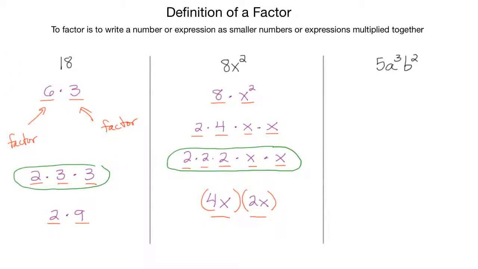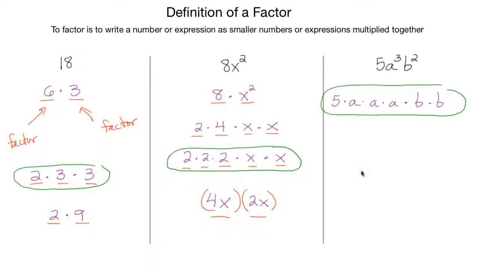All right, the last example I want to go over here is 5 times a to the third times b squared. If I want to factor that as far as possible, well, it's going to have a 5. 5 is prime, times an a times an a. There's 3 a's altogether, and there's 2 b's altogether. So there, I've factored it out. I've broken it down into its most basic factors all multiplied together.